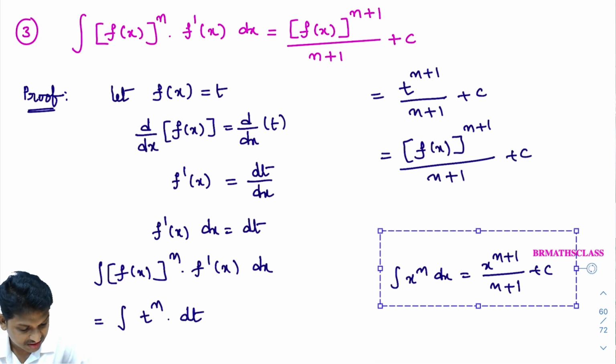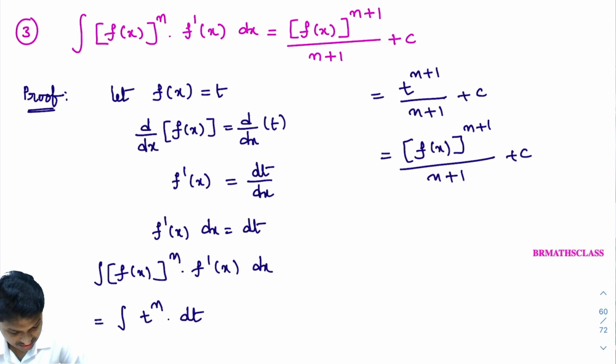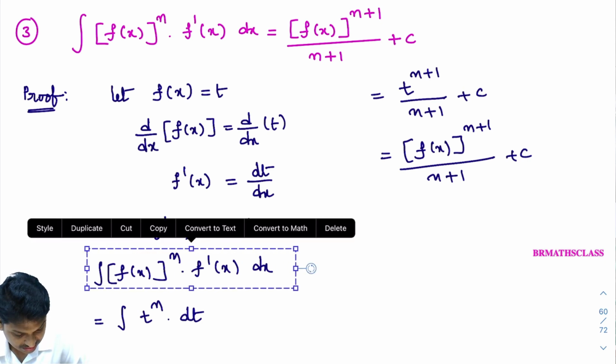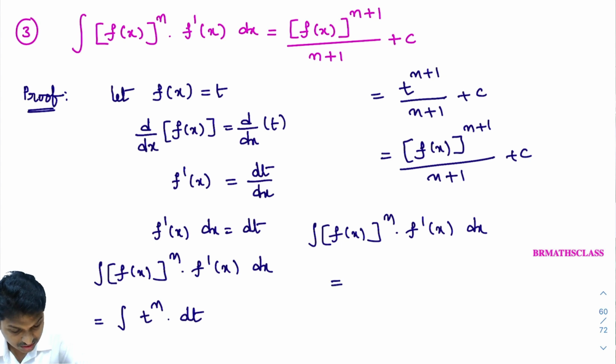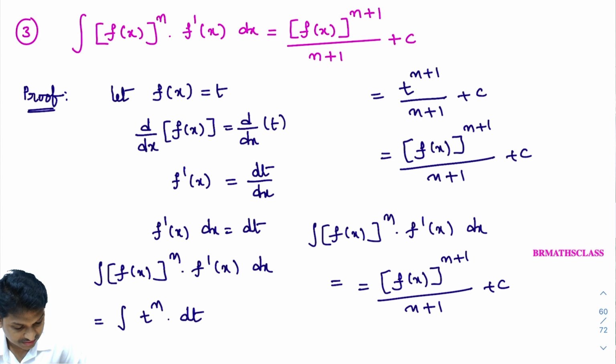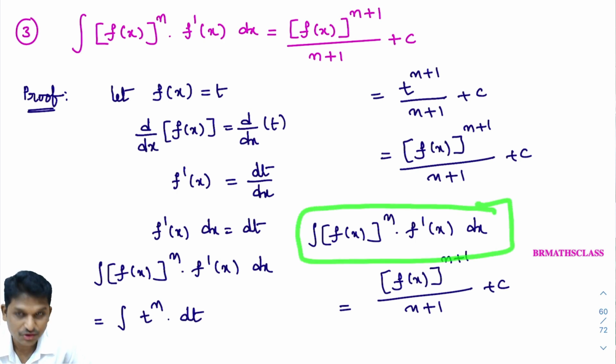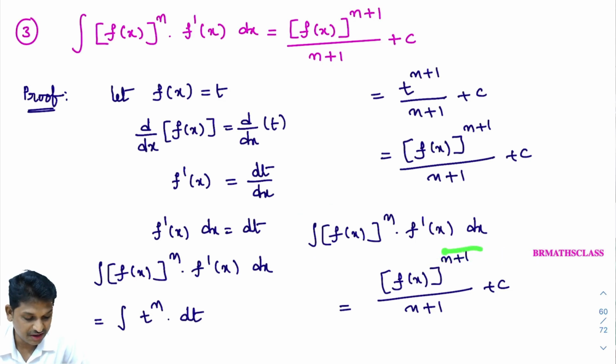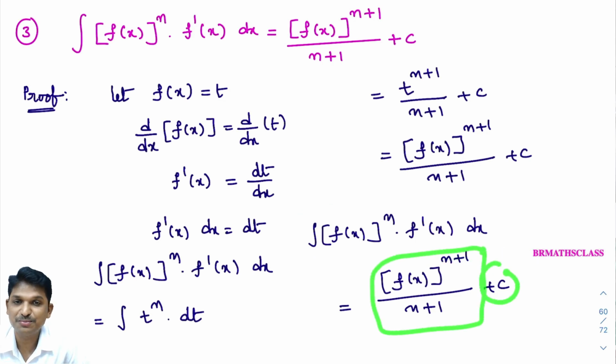So what did I get finally here? Final conclusion, look here. We got it like this: f of x whole power n plus 1 divided by n plus 1 plus c. See here, integral of f of x whole power n into f dash of x dx is f of x whole power n plus 1 divided by n plus 1 plus c.